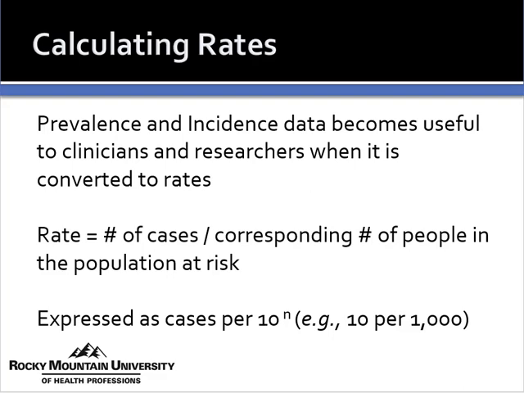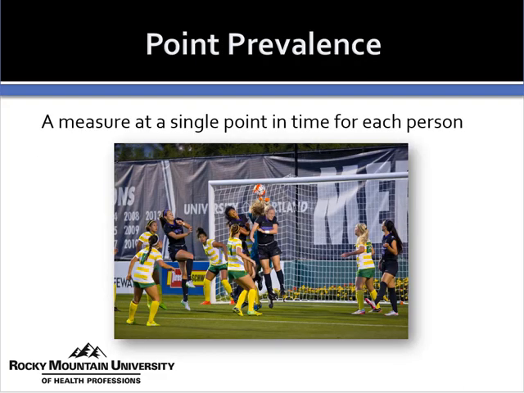If you're looking at a psychological condition, you might want to note that psychological condition X is experienced in 10 out of every 100,000 people, or 50 out of every 1,000 adult males over the age of 60 have coronary heart disease Y. It provides some perspective as to the impact upon society. Again, point prevalence is a measure at a single point in time for each person.